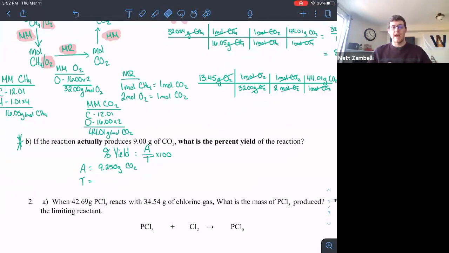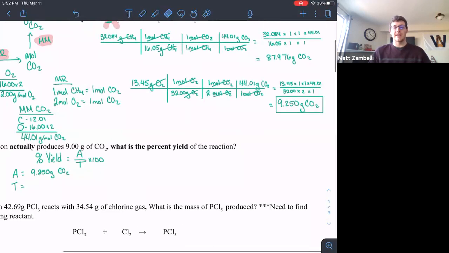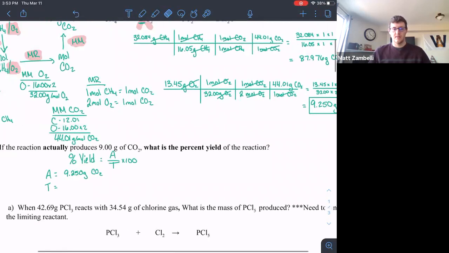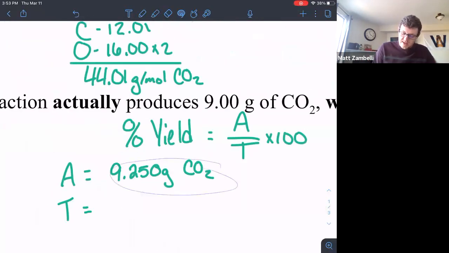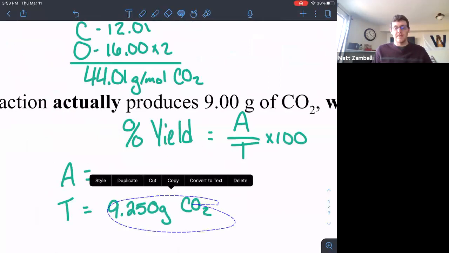So now we have this 9.250 grams of CO2. Now that one, is that something we did in a lab, or is that something we did on paper? Is that something we measured in a lab or something we're measuring on paper? On paper. So if it's on paper, that means we're coming up with a theory. This is how much we're supposed to have. So this 9.250 is actually our theoretical yield. That's how much we're supposed to be making.